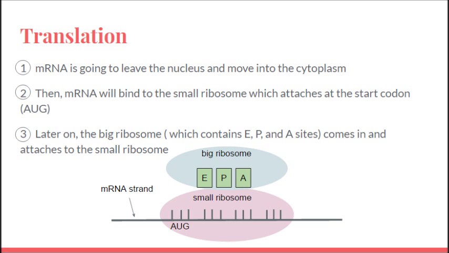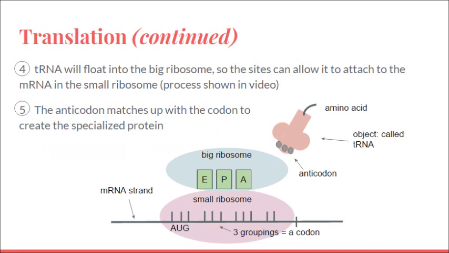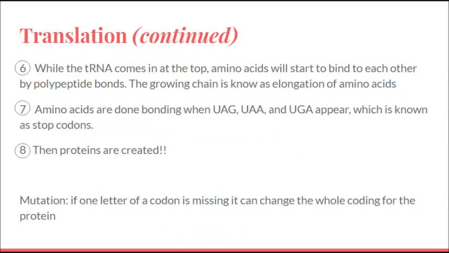The tick marks shown in the image along the mRNA strand are also RNA nucleotides. Later on, the big ribosome, which contains the E site, P site, and A site, comes in and attaches to the small ribosome. tRNA will float into the big ribosome, so the sites can allow it to attach to the mRNA in the small ribosome. The anticodon matches up with the codon to create the specialized protein, because each codon and anticodon have their own code.